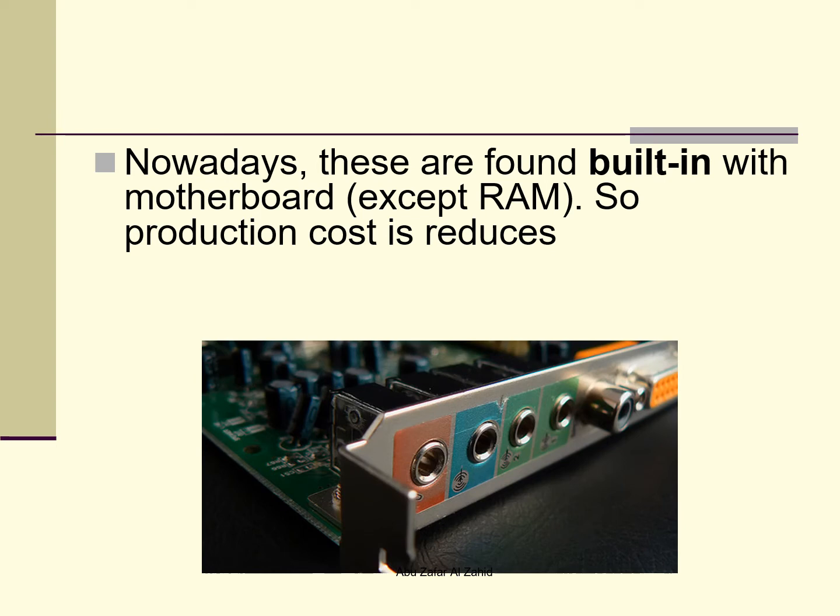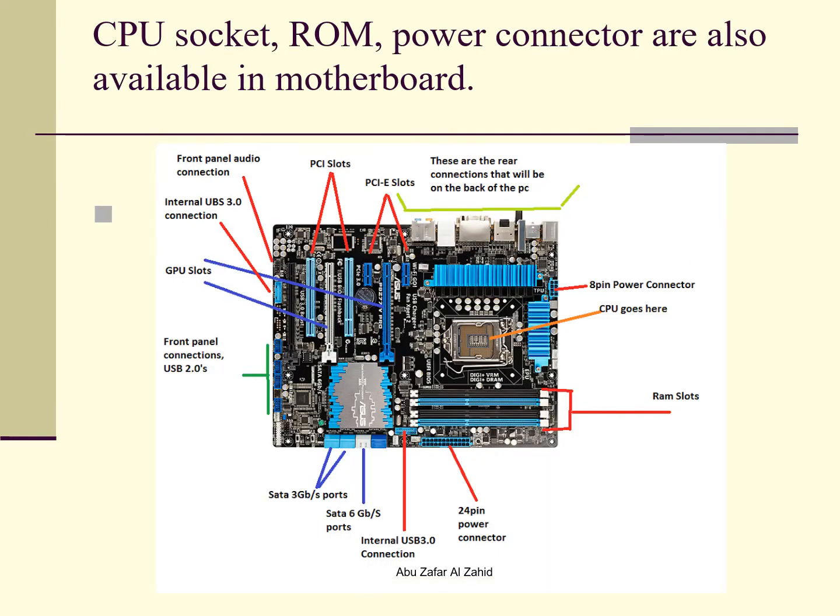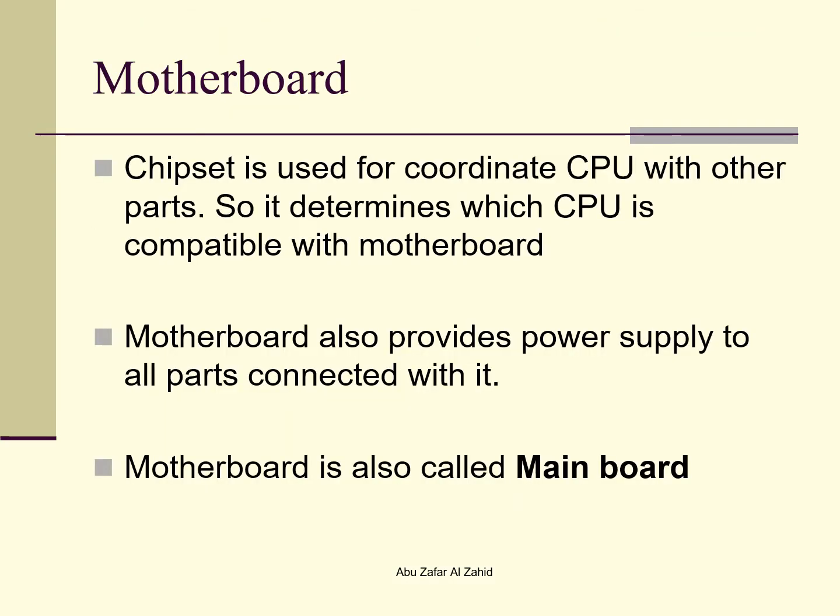Nowadays, these are found built-in with the motherboard except RAM, so production cost is reduced. CPU socket, RAM, power connector are also available in the motherboard. Here we can see the USB connection, GPU slot, external USB 3 connection, front panel audio, PCI slot, 8-pin power connector, CPU goes here, RAM slots. Various types of devices are attached to our motherboard.